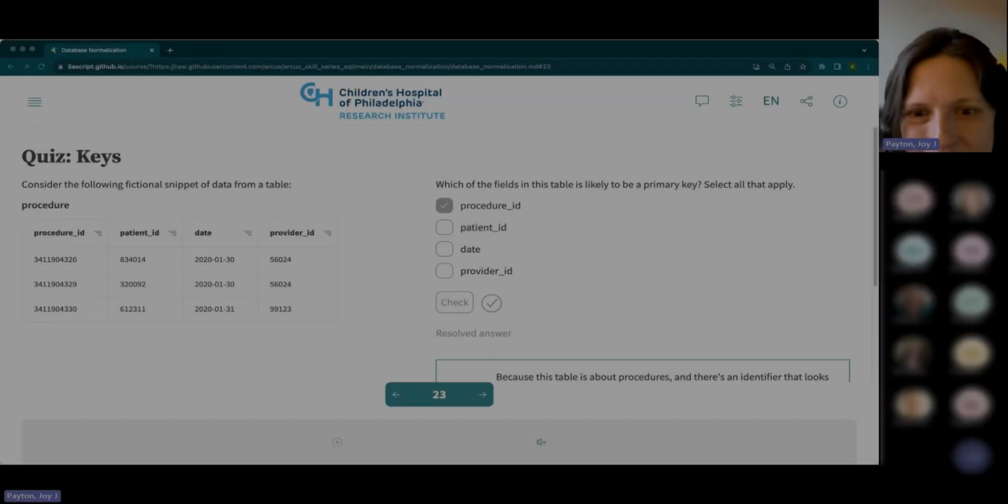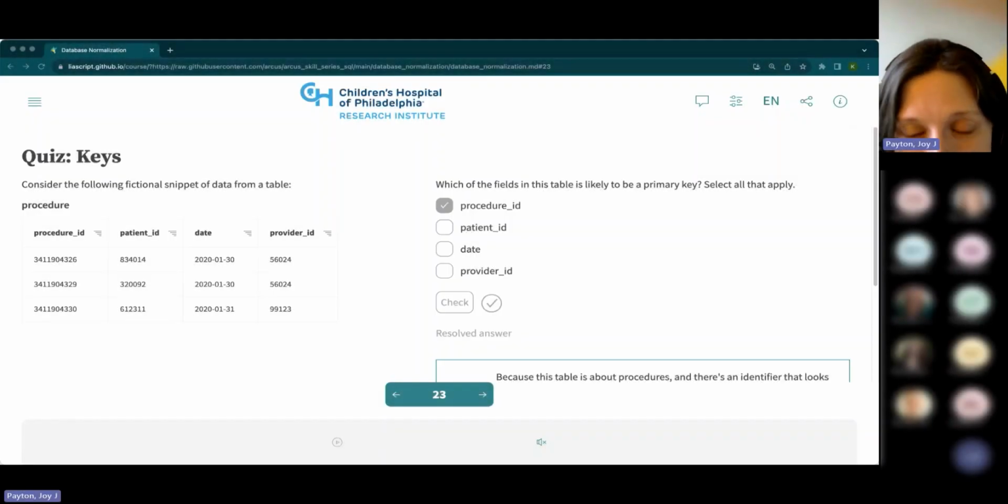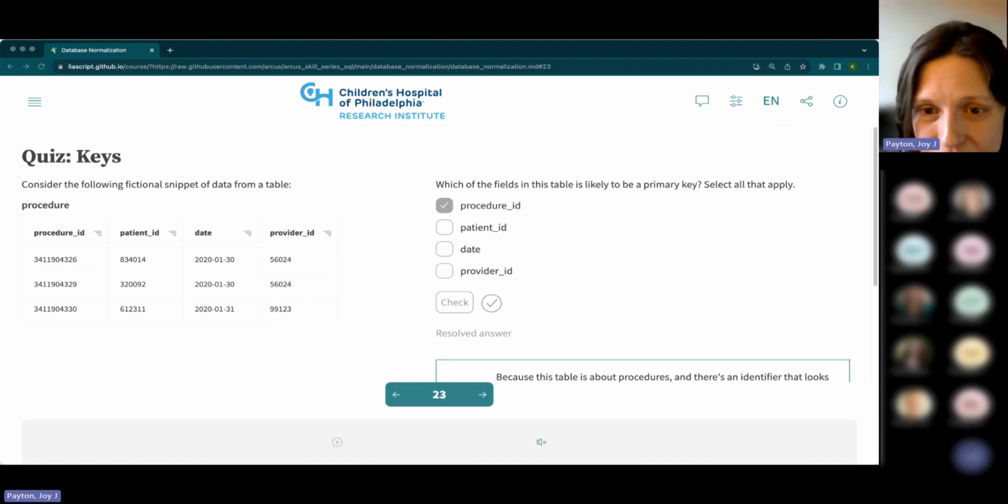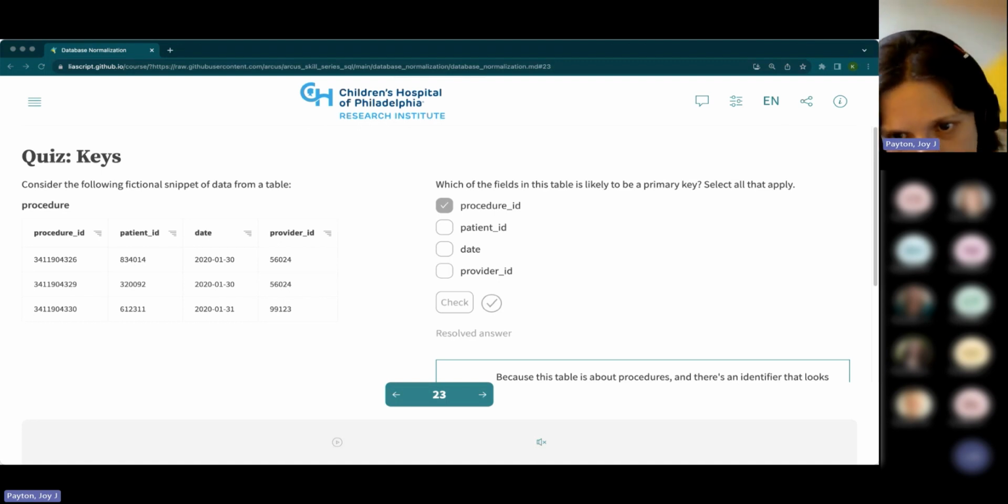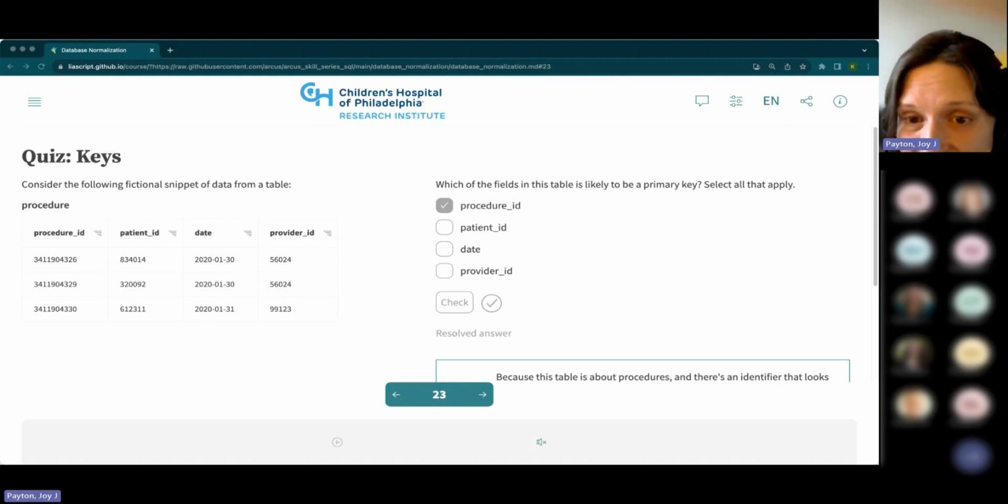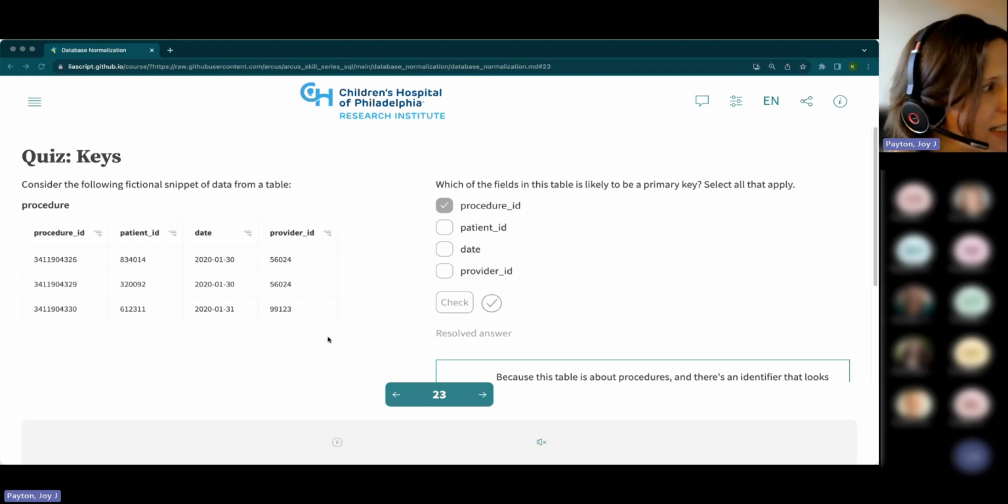Excellent. Yep. This is a table about procedures. Procedure ID is likely to be a primary key. But we know that patient ID certainly cannot be, because a patient might have more than one procedure, right? And a provider might give more than one procedure. So they certainly cannot be primary keys. The date is just a date. It's not going to be unique, and it's not an identifier. So that's not a primary key. So it's likely that procedure ID is a primary key.